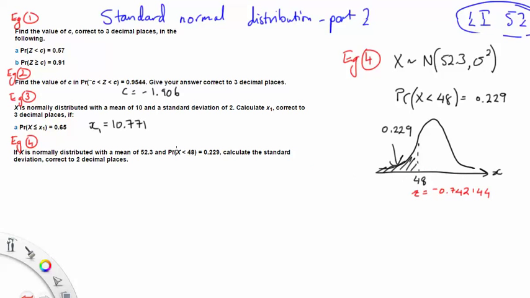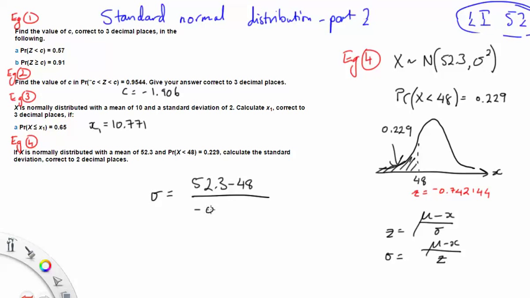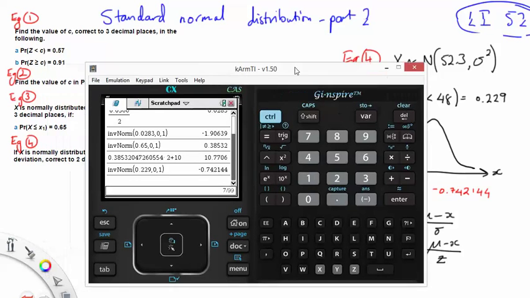We've got a z value, we've got a mean, we've got an x value. Let's throw down our formula. Z equals mu minus x on sigma. That'll let us solve for sigma, so let's rearrange this to make sigma the subject, which is what we want to solve for. So sigma equals mu, which is 52.3, minus 48, which is our x value, over negative 0.742144.